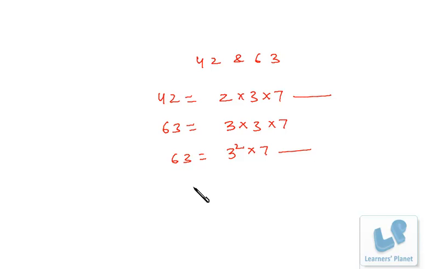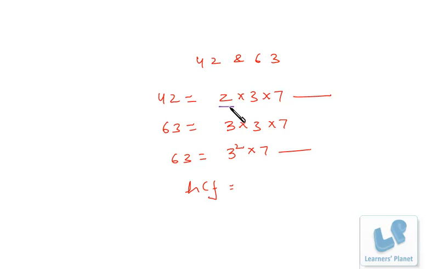So to find out the HCF, that is the highest common factor, take the numbers which are common between these two, and take the least power of those numbers. Now I just change the color of the pen. Wait a moment.